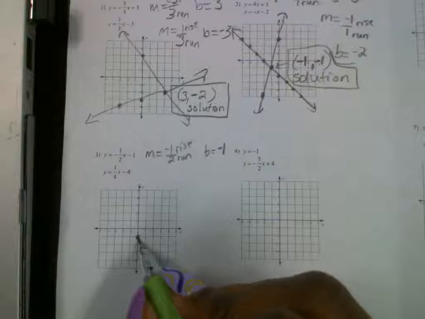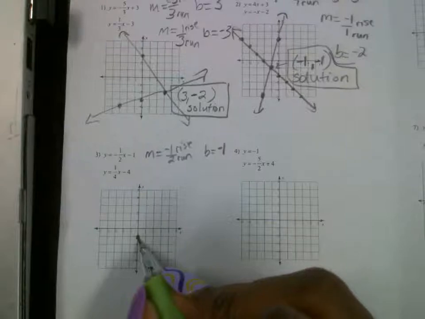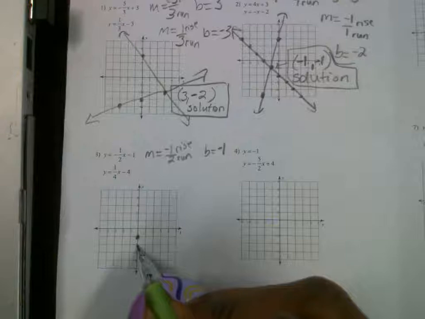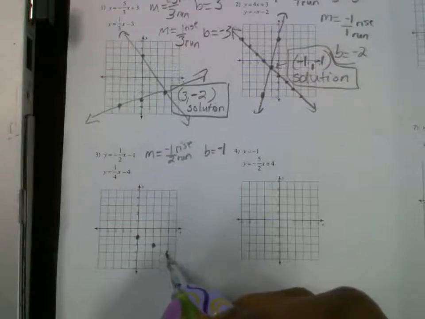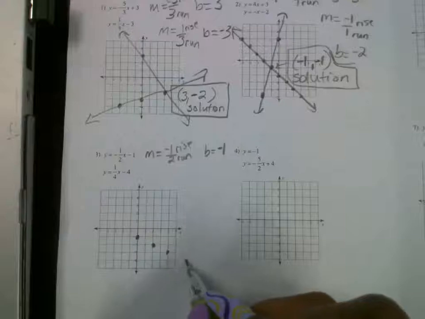Do I go up or do I go down? Down. How many do I go down? 1, because rise is -1. So go down 1. And from here, where do I go? Right 2. 1, 2. This is where I put my point. So I do that until I run out of space. Down 1 to the right, 1, 2. Down 1 to the right, I'm out of space.